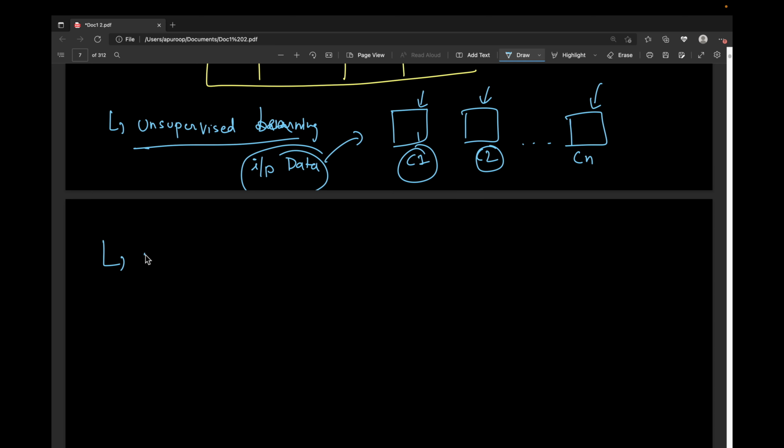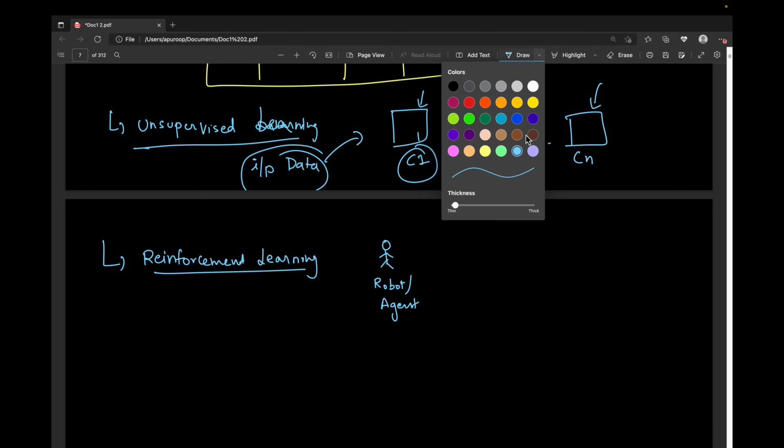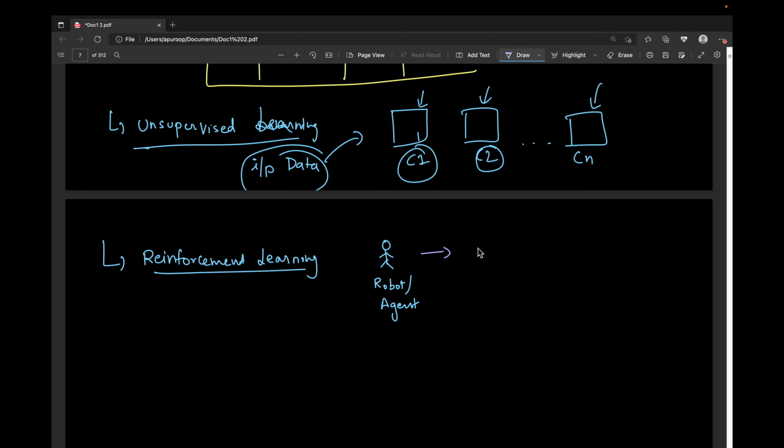And there is a third type, that is the reinforcement learning algorithm. In reinforcement learning, we'll have some robot or agent. Let's think this is our robot or agent. For this robot or agent, we'll be telling all the possible moves that it can make.